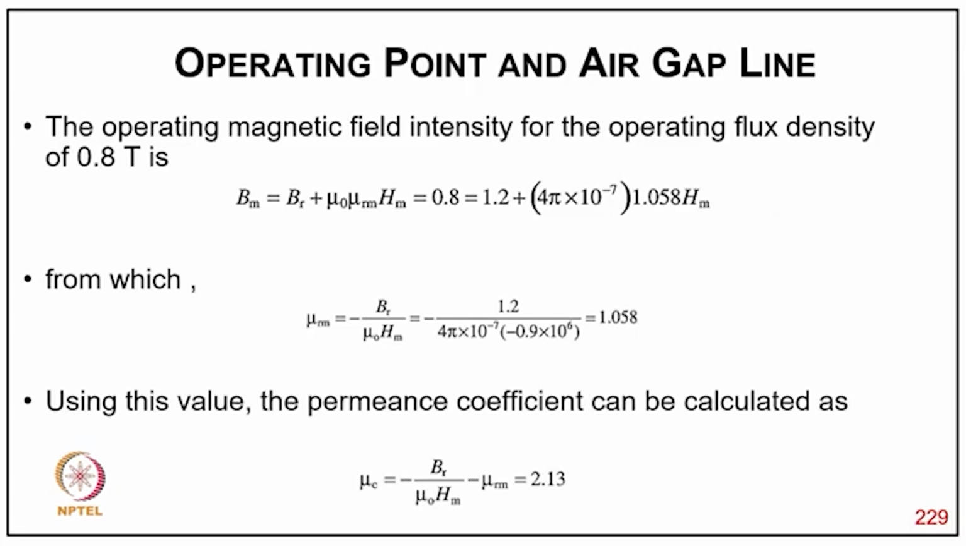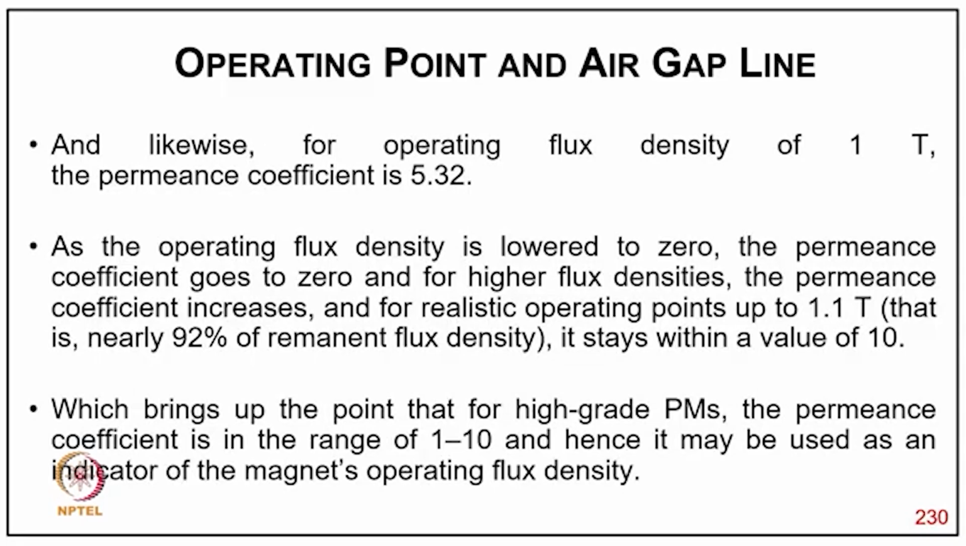The operating field intensity for the operating flux density of 0.8 Tesla is obtained from Bm equals Br plus mu 0 mu Rm Hm. Putting in the values, typically it comes like 1.24 equals 1.045 Hm, with mu Rm coming to 1.058, and using this value the permeance coefficient can be calculated as mu c equals 2.13. Likewise, for an operating flux density of 1 Tesla, the permeance coefficient is 5.32.